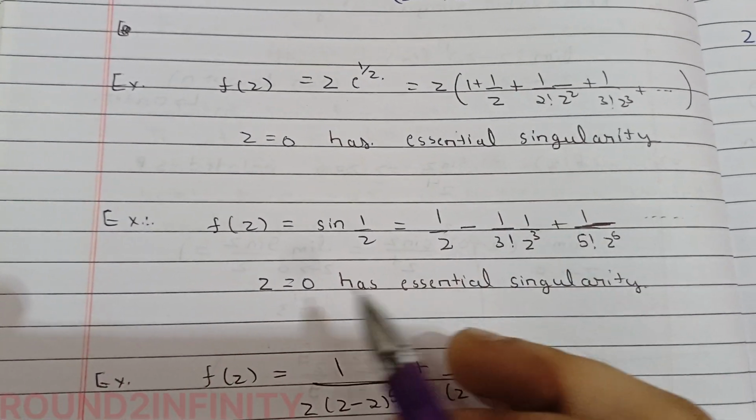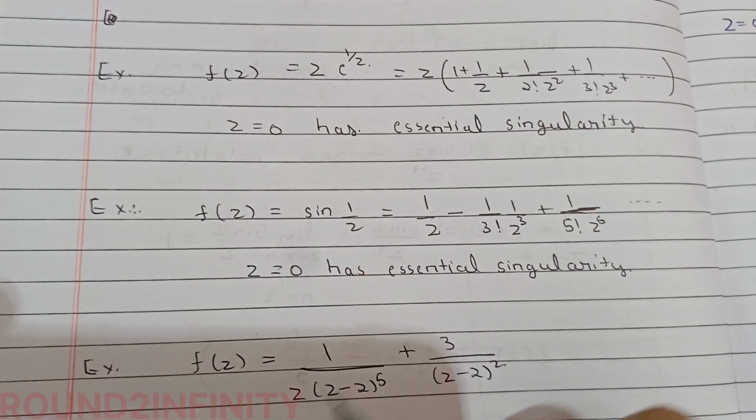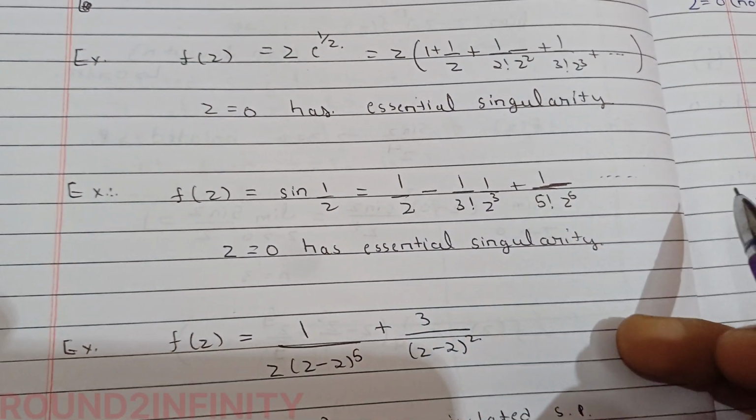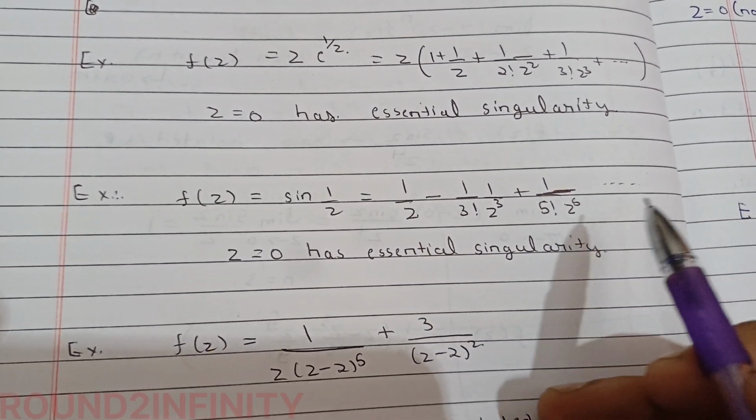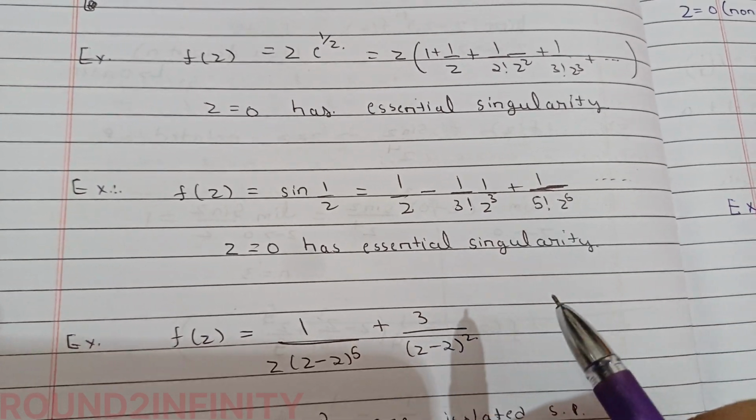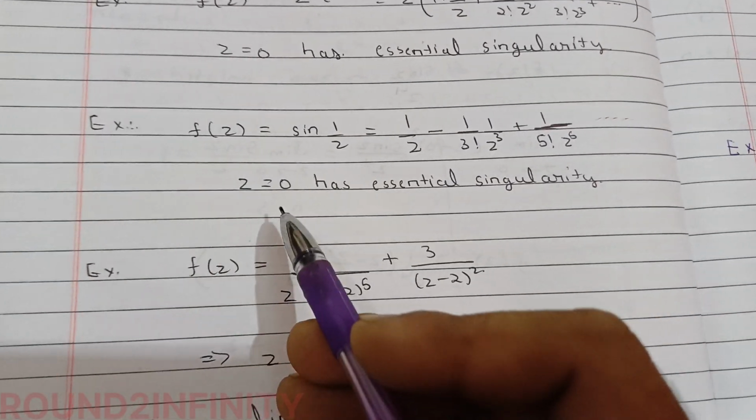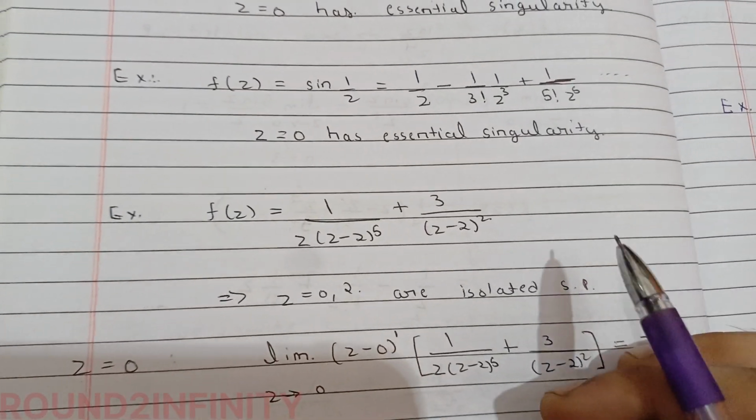Now, if f(z) equal to sin 1 upon z, the expansion will be this. This is also going to the infinite. So it is also an essential singularity. z equal to 0 is an essential singularity.